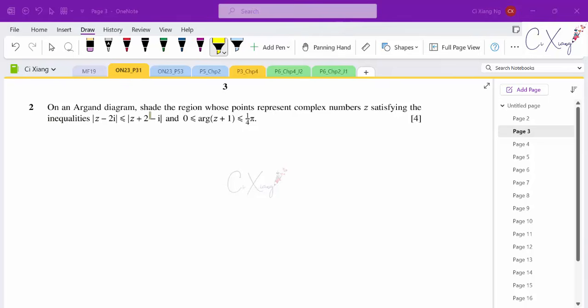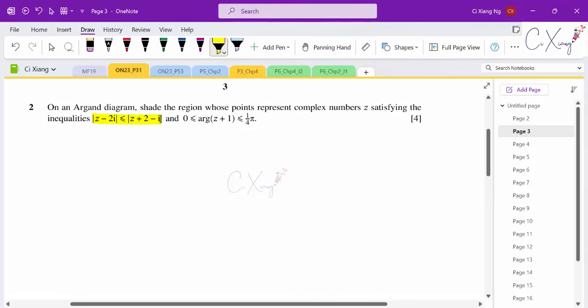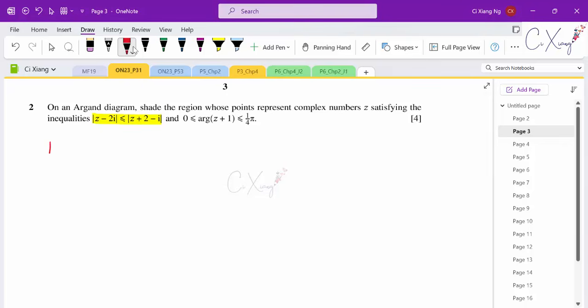On an Argand diagram, they want us to shade the region where the point represents a complex number z satisfying these two inequalities. Let's have a look at the first inequality first. Before I sketch the locus on the Argand diagram, what I am going to do is try to put it in the form of modulus z minus a complex number, less than or equal to modulus z minus a complex number. So for z minus 2i, if I want to put it into complex number form, it should be z minus bracket 0 plus 2i, so that when you substitute the negative inside, you will have negative 2i here.